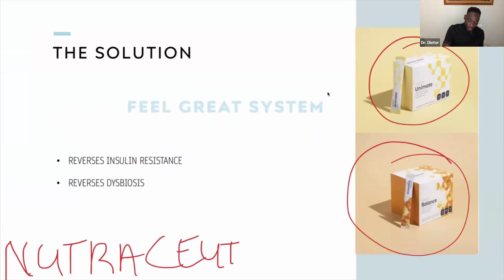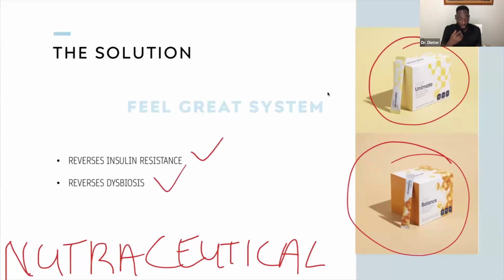A nutraceutical is a product that is made 100% from a plant, and in addition to nutritional benefits, it has more health benefits than it has nutritional benefits. So it's called a nutraceutical. It has no medication in it. It's not a pharmaceutical derived from plants, but packs a punch in terms of health benefits more than it packs a punch in terms of nutritional benefit. That's what it is. These two products help to reverse insulin resistance and reverse dysbiosis, which are at the root of the modern day diseases.